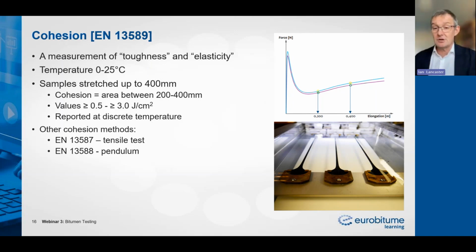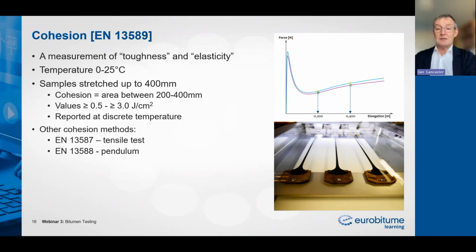But the most popular and most common one is our force ductility test. We do this at a range of discrete temperatures between 0 and 25 degrees. We stretch our sample of the binder. In the picture there, you can see 3 strands of bitumen that are being stretched and stretched. As we pull the sample apart, we measure the force. If you look at the graph, typically we see an increase in force at the start. That tends to come down, and then it will increase again as the elongation takes place.